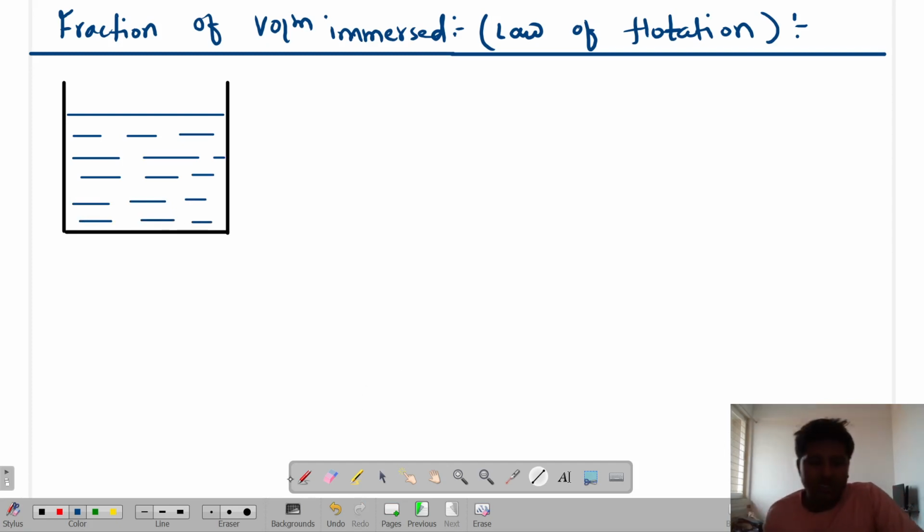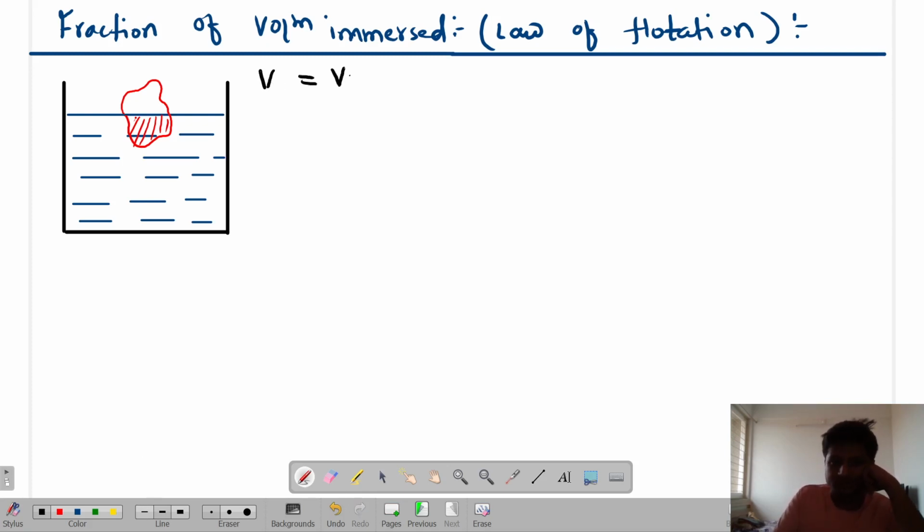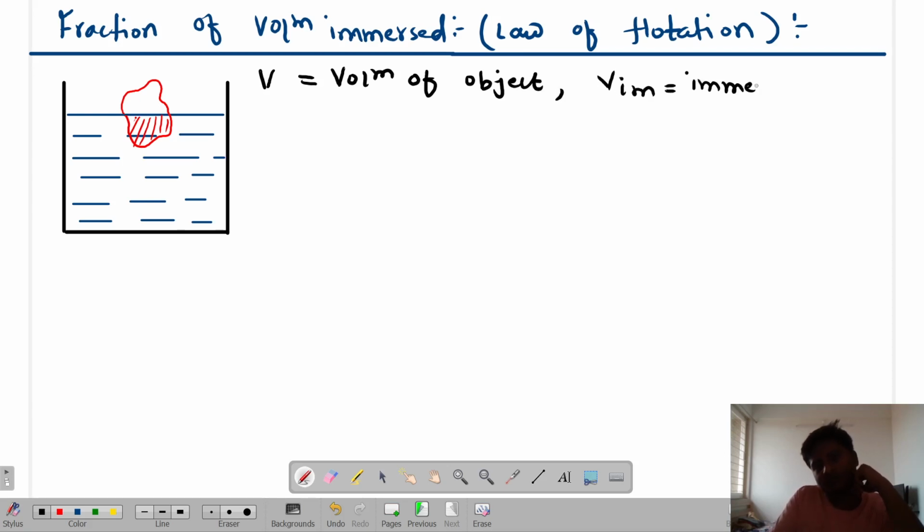मान लो I just immersed one body. ठीक. अब body का कुछ part ही immersed है. Okay, this much part is only immersed. There are some quantities which I represent: V naught, V as volume of object, total volume of object, and V immersed as immersed volume of object. Is that clear?